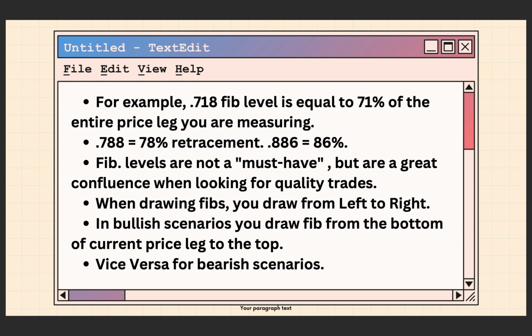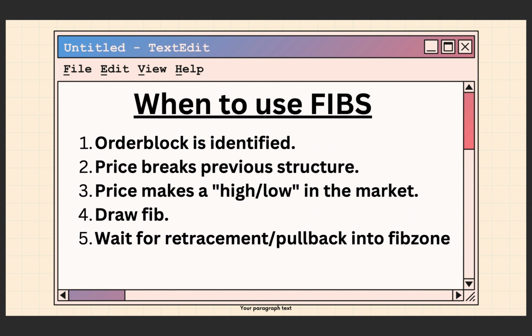Fib levels are not a must-have, but are a great confluence when looking for quality trades. When drawing fibs, you need to draw from left to right. In bullish scenarios, you draw the fib from the bottom of the current price leg to the top, and vice versa for bearish scenarios. All right, so when do we use fibs?